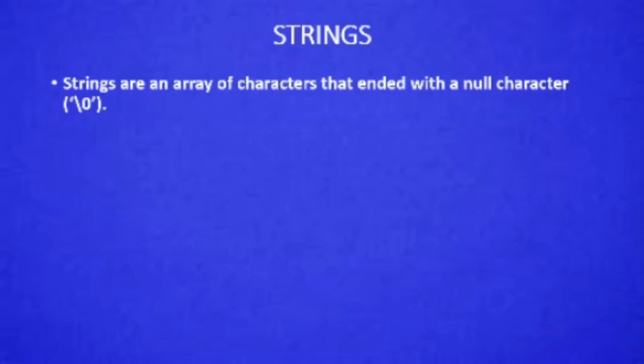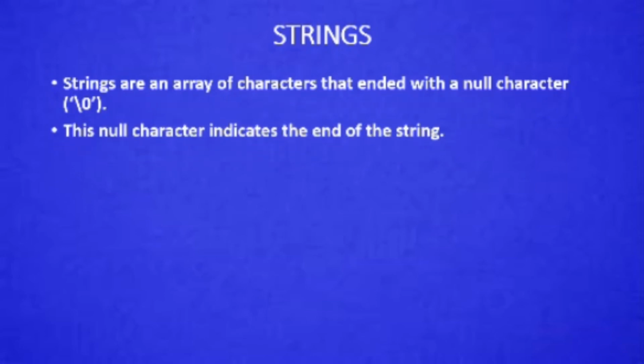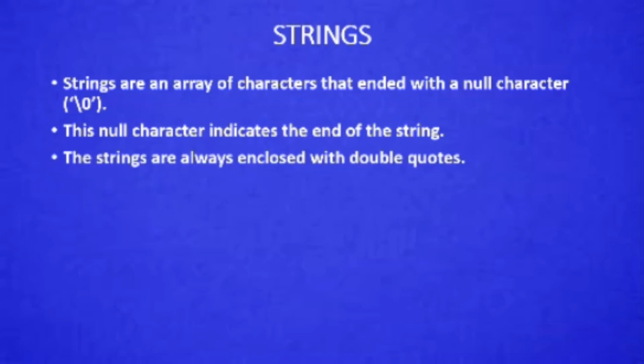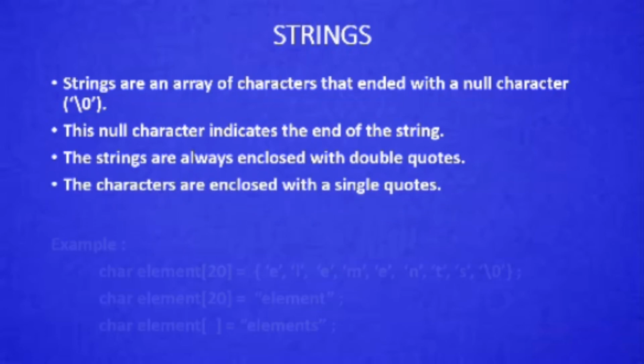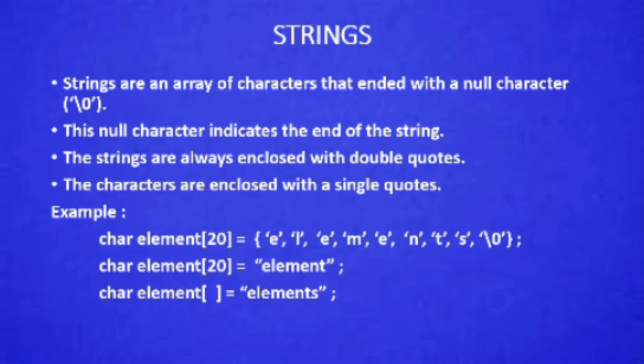Now let us see strings. Strings are an array of characters that are ended with a null character. The null character indicates that it's the end of the string. Strings are always enclosed with double quotes, and the characters are always enclosed with single quotes. Here is the syntax of how the strings look.